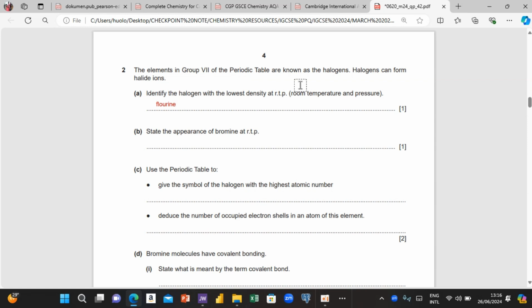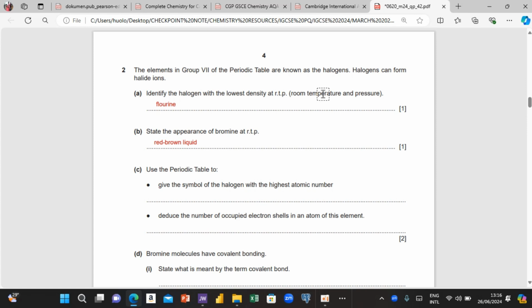State the appearance of bromine at room temperature. In other words, when you see bromine at room temperature, what will it look like? Now you know that bromine is a red-brown liquid. Okay, so bromine is a red-brown liquid at room temperature. In other words, you are telling us the state of matter and the color that you are going to see.